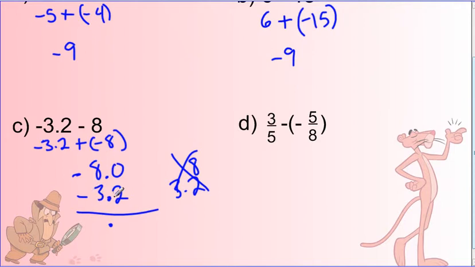Now, we are adding because the signs are the same. So 2 and 8 plus 3 is 11. And then we keep the sign of the bigger number, so it's a negative 11.2.